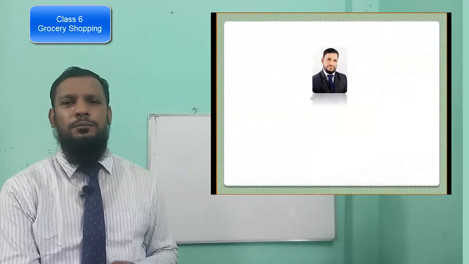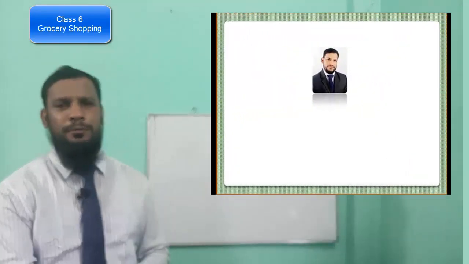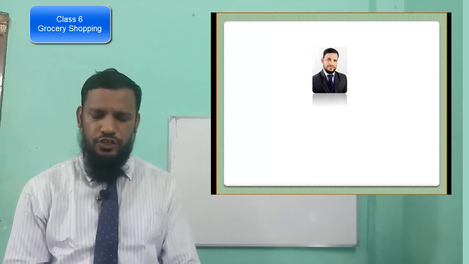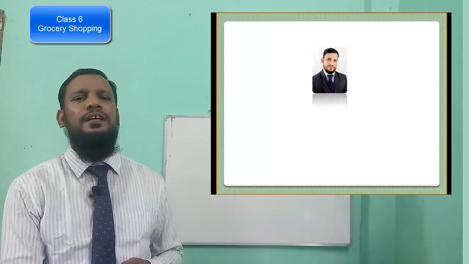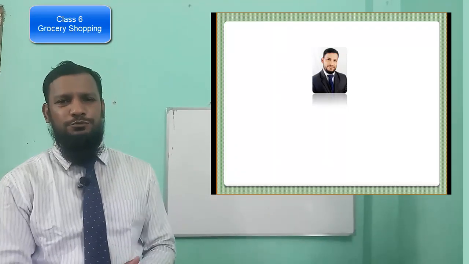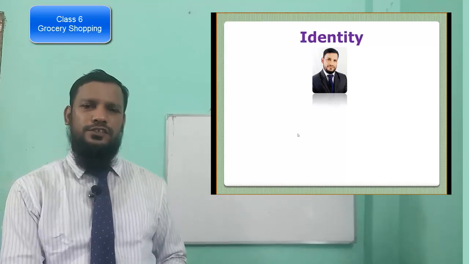Dear students, in the first slide you can see my identity. I am Muhammad Ismail Hussain. I have come from Government Jubilee High School, Sunamganj, and I teach English there. Today I have brought this class for the students of class 6.